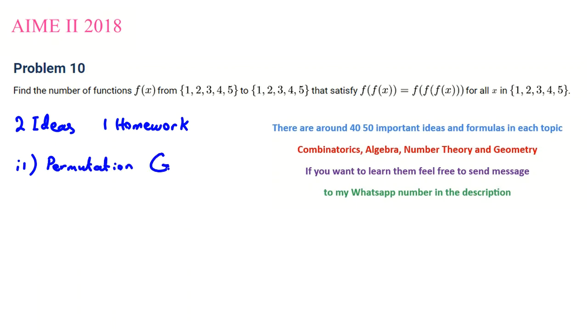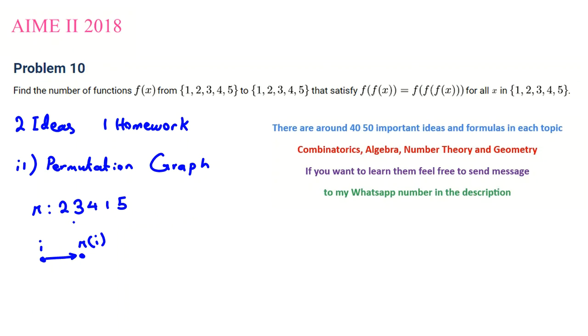Permutation graph. Let me explain first. Permutation graph is what? For example, suppose pi is a permutation from 1 to 5. It is 2, 3, for example, 4, 1, 5. Then you connect i to pi of i. For example, pi of 1 is 2. Look, pi is a function.